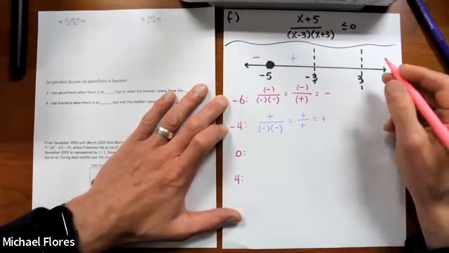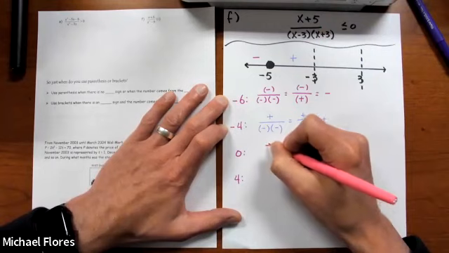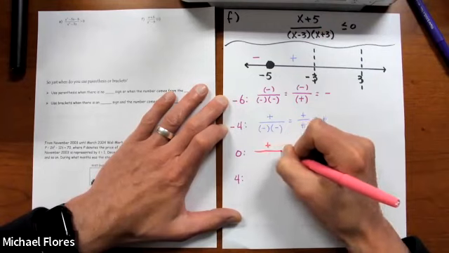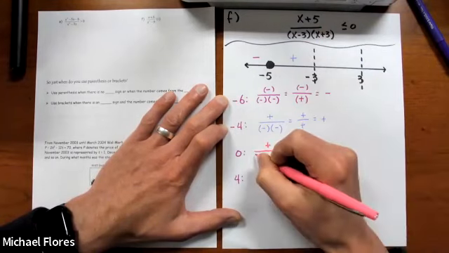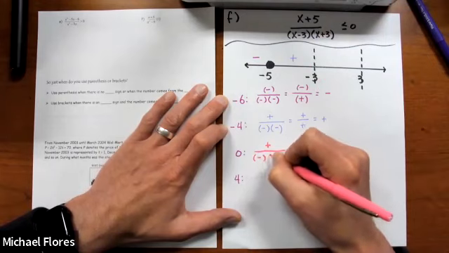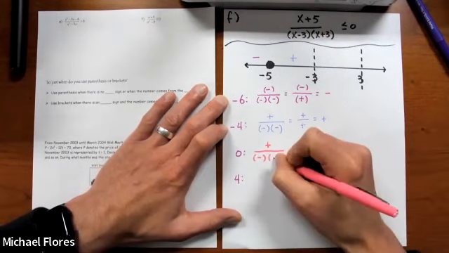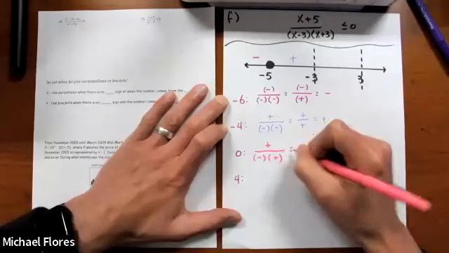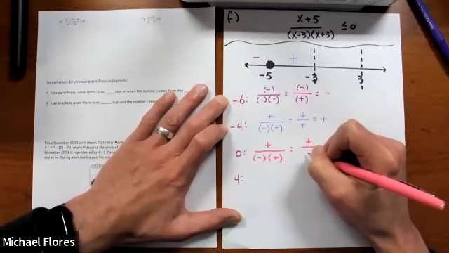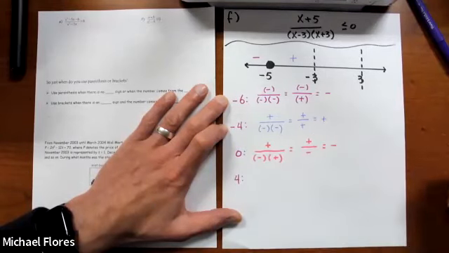Let's plug in 0. 0 plus 5, well, that's a positive number. 0 minus 3, that's negative. 0 plus 3, that's positive. So everything in that range is going to produce a negative result.